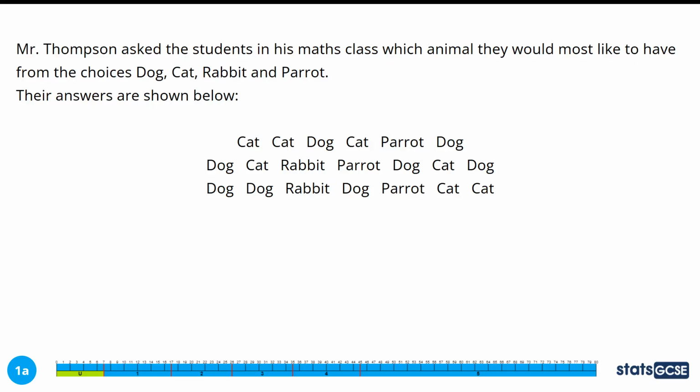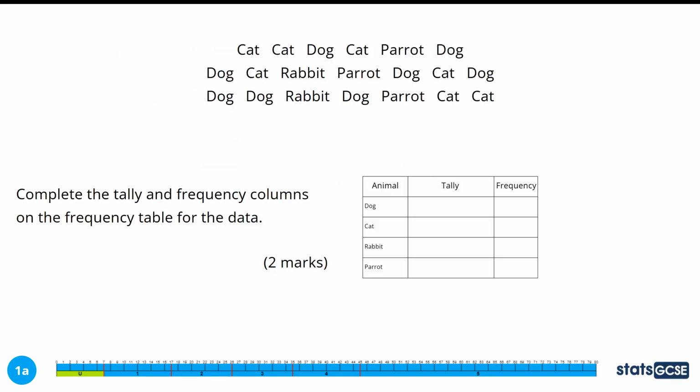Mr. Thompson asked the students in his maths class which animal they would most like to have from the choices dog, cat, rabbit and parrot. Their answers are shown below. Complete the tally and frequency columns on the frequency table for the data.